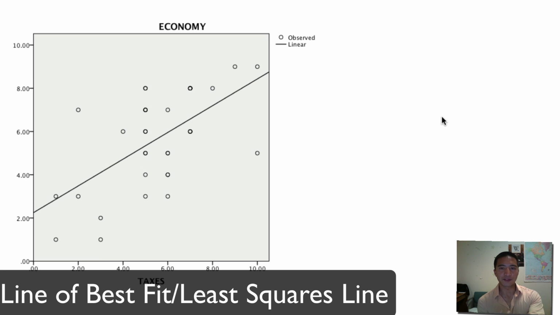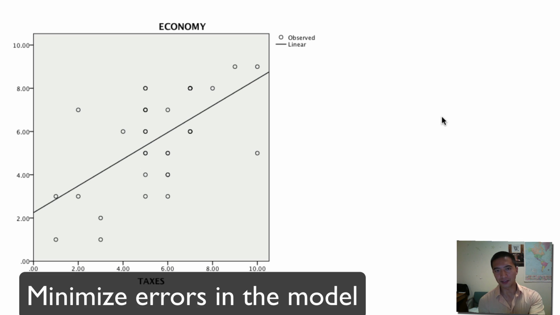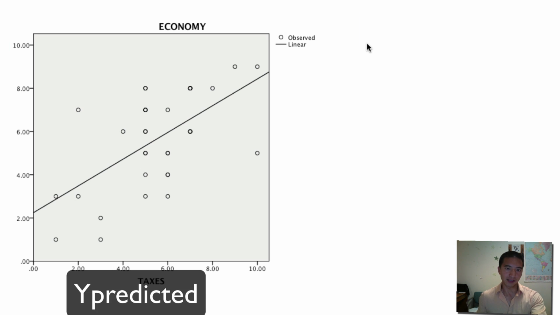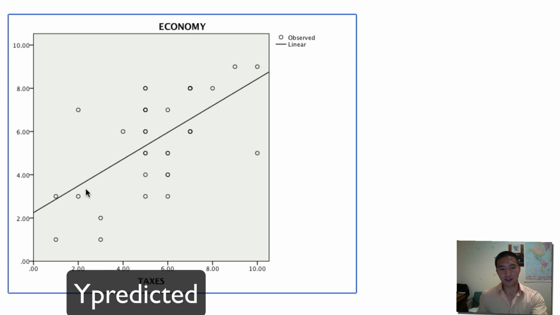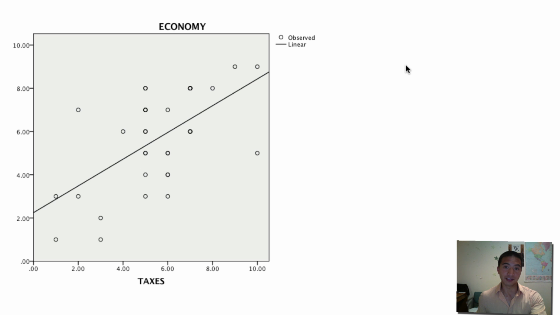What this line of best fit tries to do is attempt to minimize the amount of positive and negative errors in the model. This line represents y predicted, or yp, and that's just SPSS trying to create a model that best fits the points as provided in the scatter plot. It doesn't actually have to go through any particular points in the data, because what it's trying to do is minimize positive and negative errors.